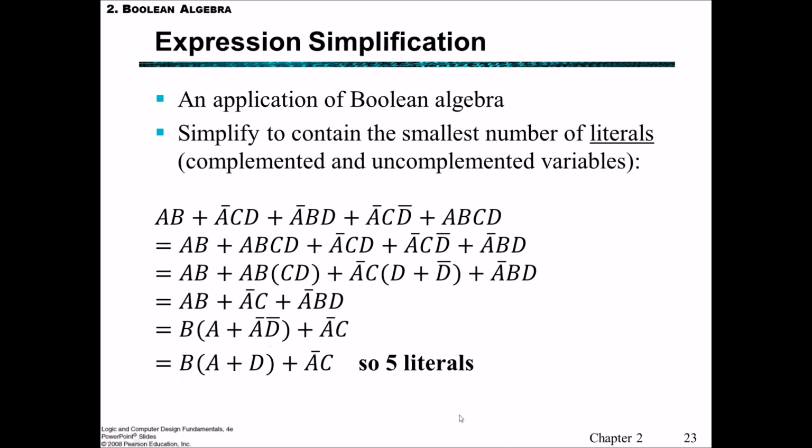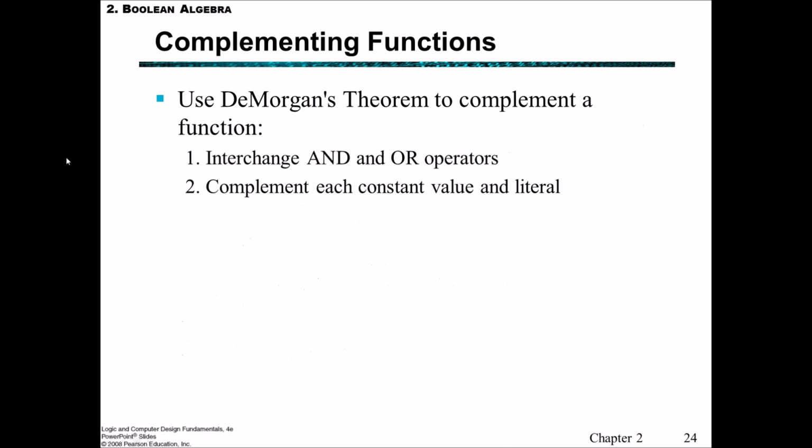And here it is written again a little bit more neatly. In order to complement a function, we use De Morgan's theorem, and we take these 2 steps. First of all, we interchange the and the or operators, that is, the dot and the plus operators, and then we complement each constant value and literal. So let's show this with an example.